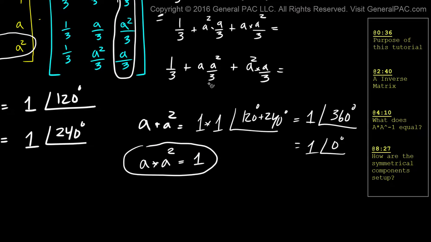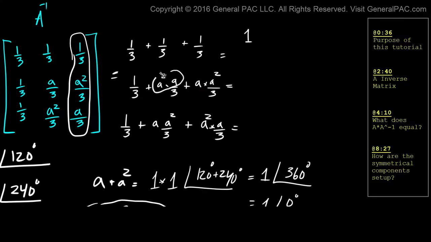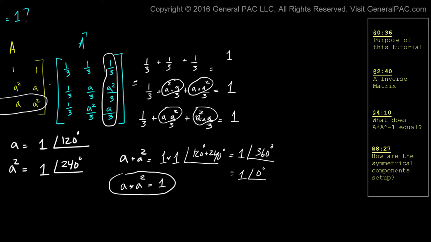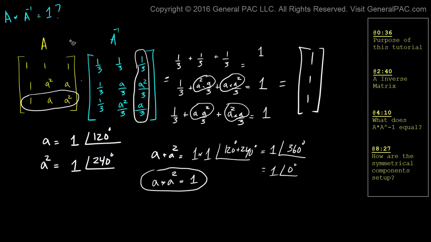So A times A squared is equal to 1, which means that both of those terms multiplied together is equal to 1. So what we have is 1/3 plus 1 times 1/3 plus 1 times 1/3. Well, that is just equal to 1. And then here we have 1/3 plus A times A squared, that is equal to just 1. So 1/3 plus 1 times 1/3 plus 1 times 1/3, and that is also equal to 1. Okay, so what we just proved is that A times A squared simply equals 1. This is what we proved by going through this particular example.